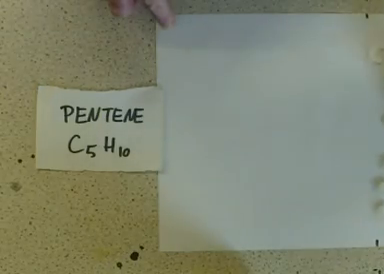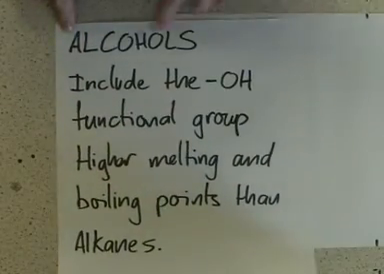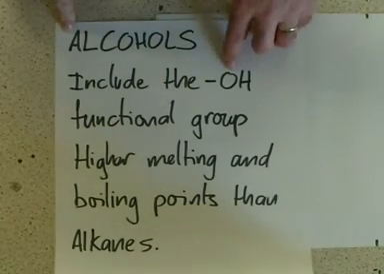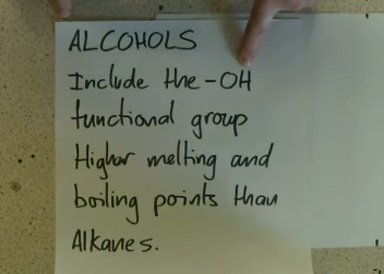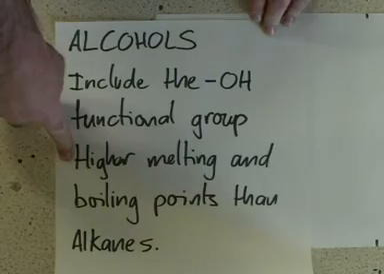Okay, we're now going to move on to have a look at another group of organic chemicals, and that is the alcohols. Now the alcohols are so named because they include the OH functional group. That means there's an oxygen bonded to a hydrogen somewhere on the molecule. Because of this, they have higher melting and boiling points than the alkanes.